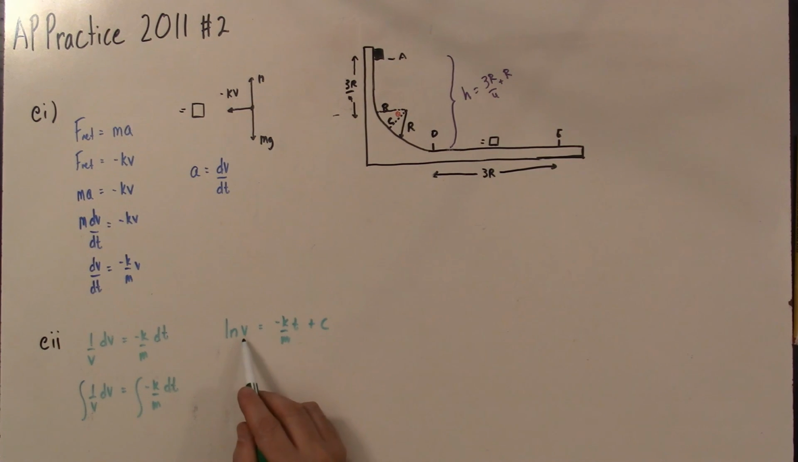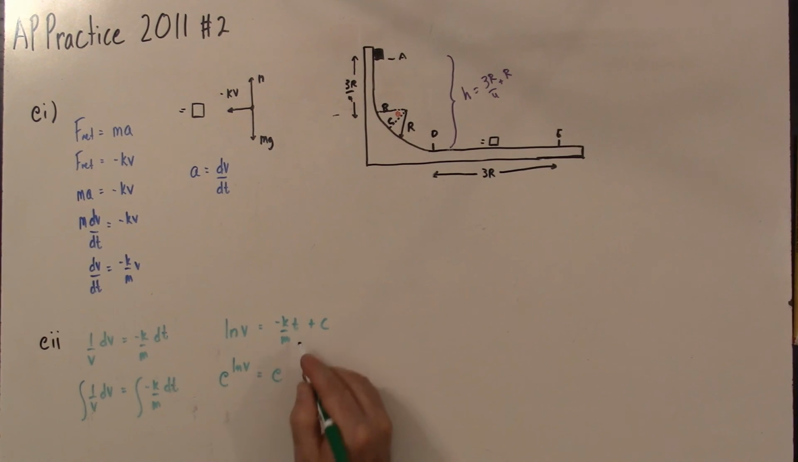I want to solve for v, not the natural log of v. So the trick we use is to undo the natural log, which means we're going to take e raised to the natural log of v. But I have to do it to both sides: e raised to the negative kt over m plus c. These undo each other, and this gives me the v that I'm looking for.